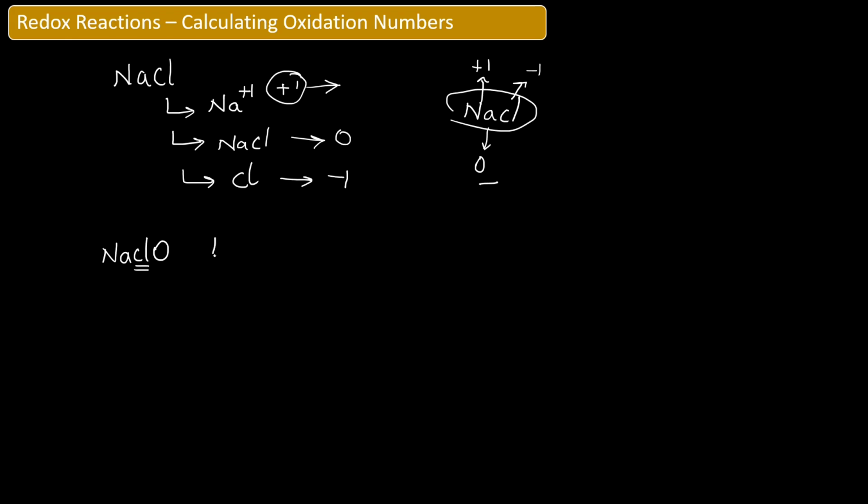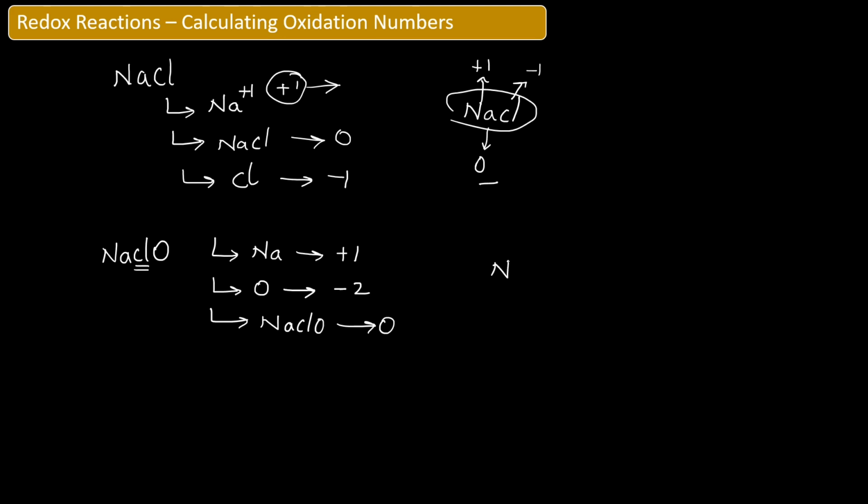Again, we know very well that sodium has an oxidation state of +1. Oxygen has an oxidation state of -2. And as a compound, sodium hypochlorite is neutral, so it has to have an oxidation number of 0. So if we need to find the oxidation state of Cl in the compound, chlorine gets a value of +1.